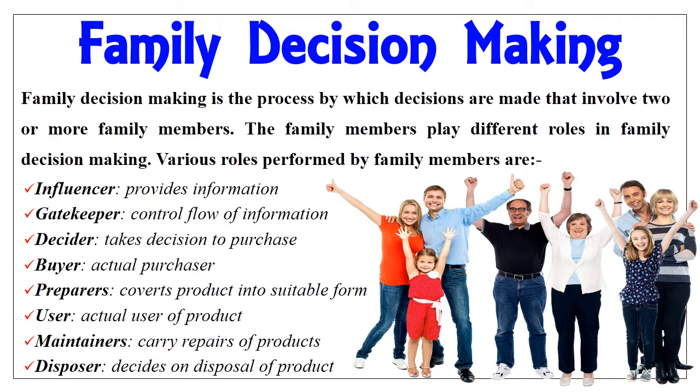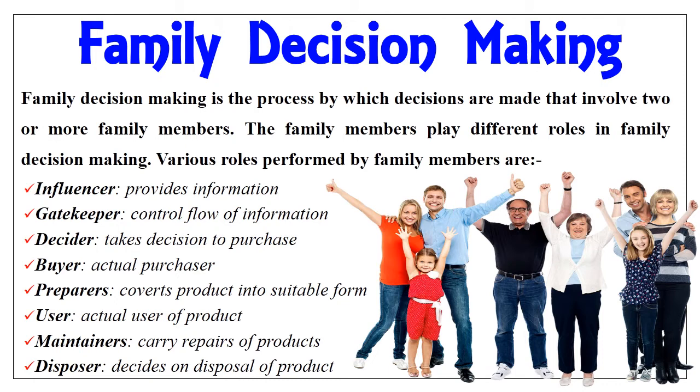The role can be of an influencer. In this case, the family member provides information to the members. Then, as a gatekeeper, family members control the flow of information regarding the product or a service into the family. Then, a family member also plays the role of a decider, in which the final decision on what to buy is taken. The fourth role is of a buyer. The family member who actually purchases a product is known as the buyer.